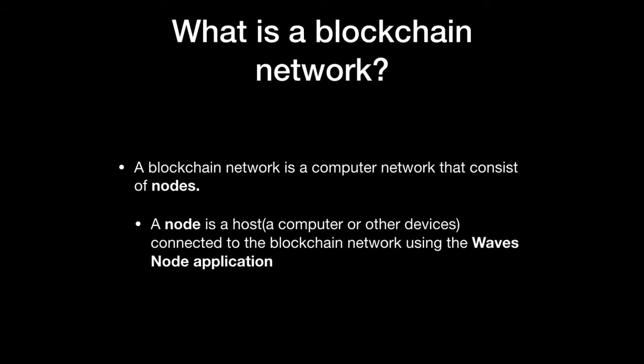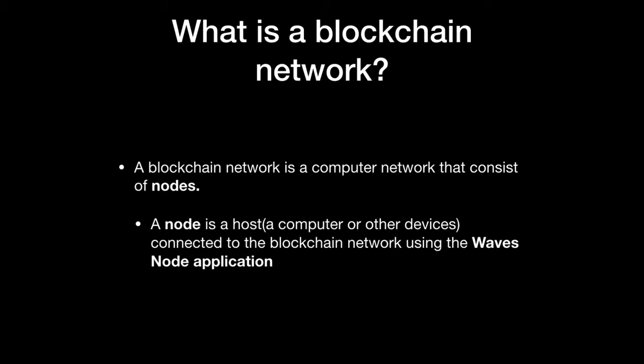First of all, let's understand what a blockchain network is with regard to the Waves ecosystem. A blockchain network is a computer network that consists of nodes. These nodes are computers or other devices connected to the Waves blockchain using the Waves node application. So what that means in essence is if you have a computer or a server running the Waves node application, it is part of the Waves blockchain network.